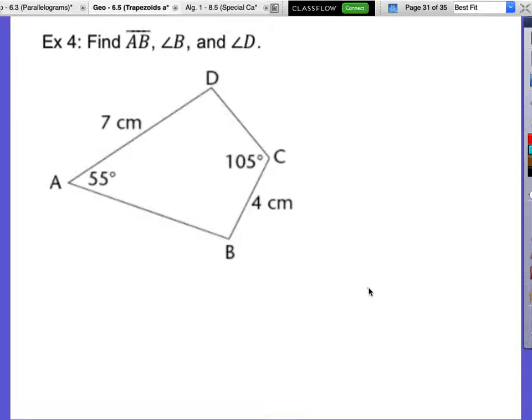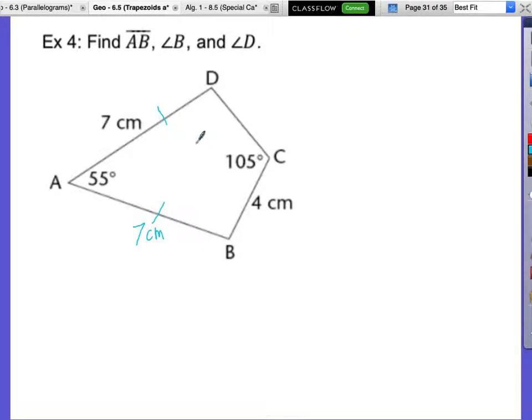So first, what would AB be here? 7. Very good. It would be 7 centimeters, because this would be a consecutive side and it would have to be congruent here.